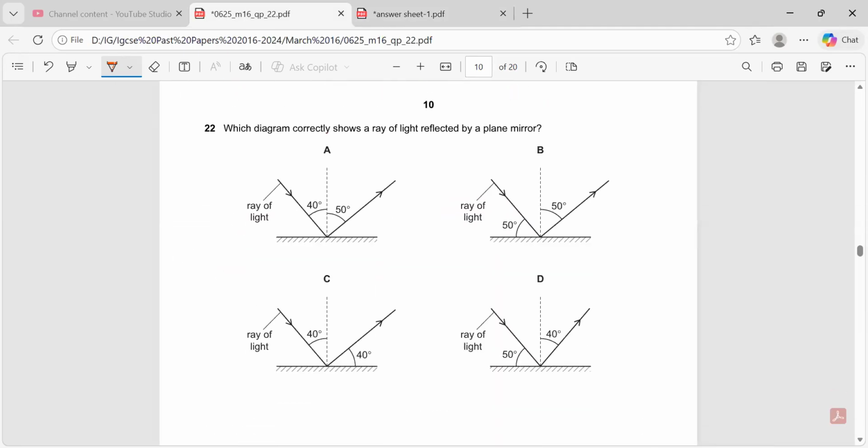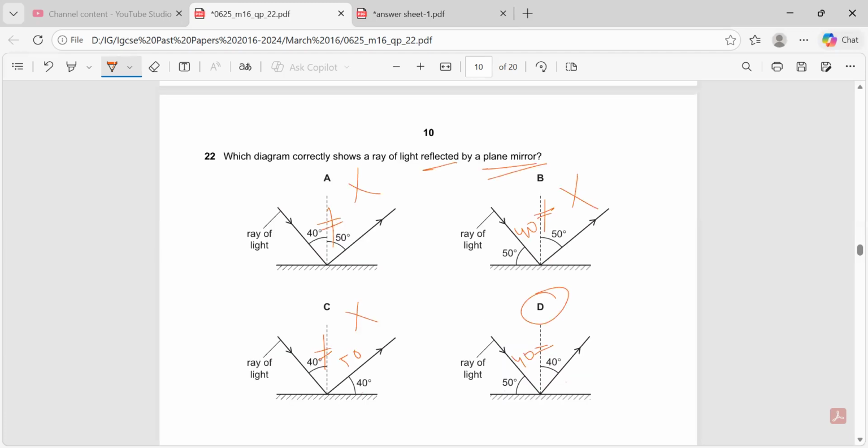Now come here. Which diagram correctly shows a ray of light reflected by a plane mirror? If they are reflected, these angles should be equal, which are not equal. This is 40 and this will be 50, 40 not equal. So B is also wrong. Here 90 minus 40 is 50, so they are not equal. This one is 40 because 90 minus 50 is 40, they are equal. So yes, answer is D.